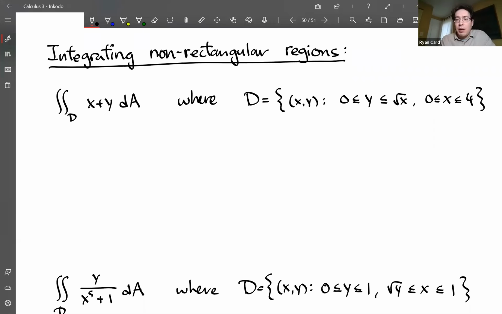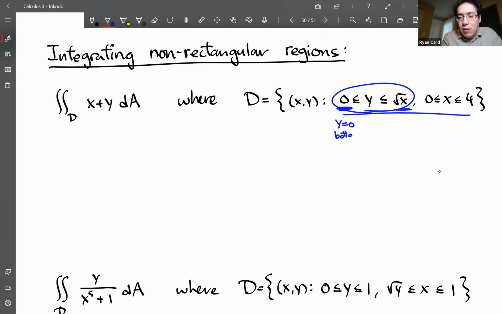Okay, so I'm going to run through a few problems and set up the problem with you, and hopefully you can do some on your own as well. So let's say we're looking at this double integral, x plus y, on a domain that looks like this. When y is between 0 and square root of x, you can think of this y as being trapped between the bottom curve 0 and the top curve square root of x. And y equals square root of x is the top.